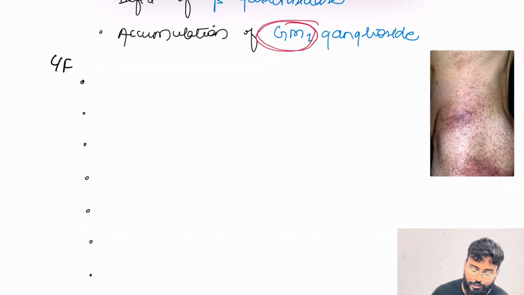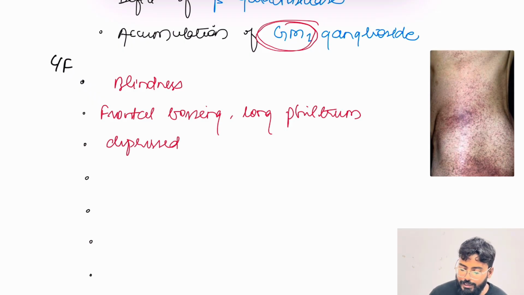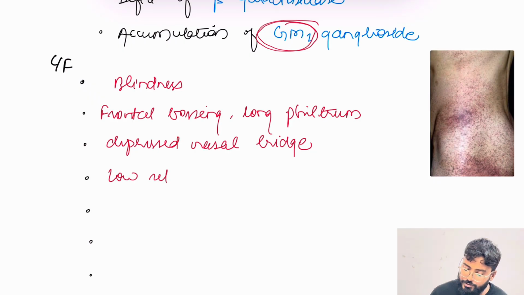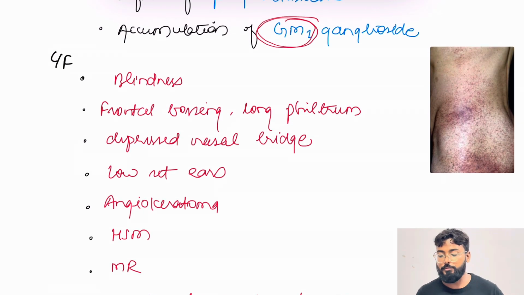Now, what are the clinical features that you need to remember? Blindness. You will see frontal bossing, long philtrum, these are the facial features, depressed nasal bridge, low set ears, angiokeratoma, hepatosplenomegaly, mental retardation, and macular cherry red spot is going to be seen in 50% of the individuals.